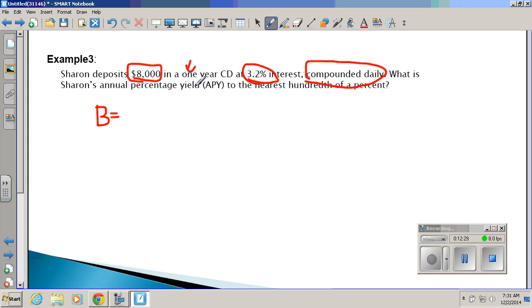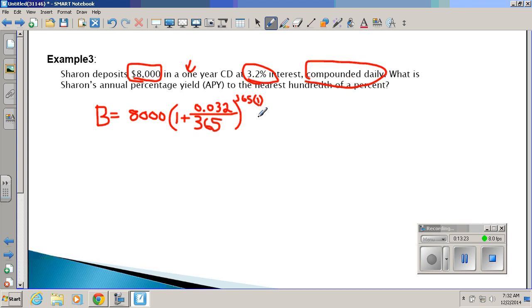So, compound interest, balance equals principal, 8,000, parentheses 1 plus the rate, which is 0.032 over the number of times per year that this is compounded, which says it is compounded daily, so 365, raised to the n again, number of times 365 times the number of years t, which in this case was only 1 year.